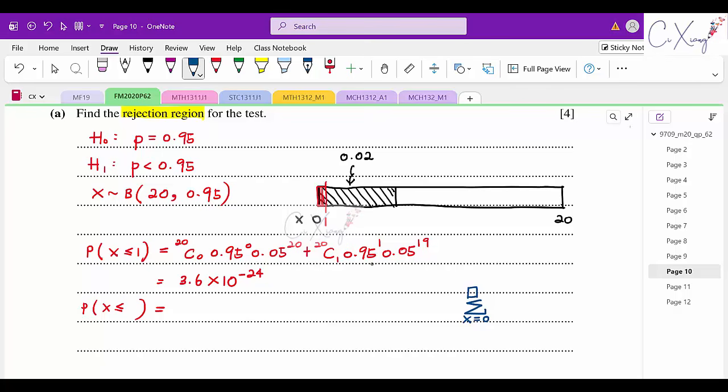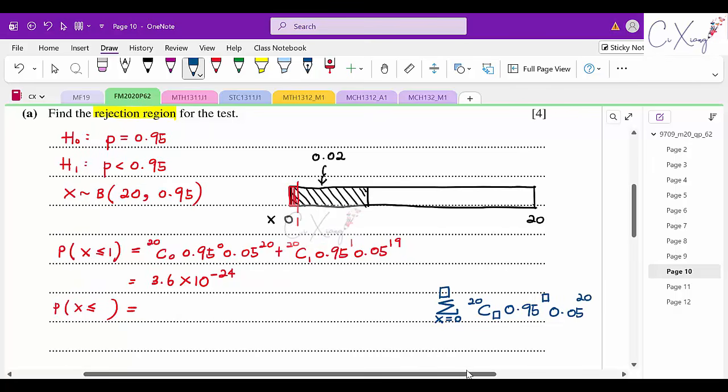In general, it is actually 20Cx, 0.95 power x, 0.05 power 20 minus x. So if you key in this particular formula in your calculator, then you can get the summation of all these very easily.